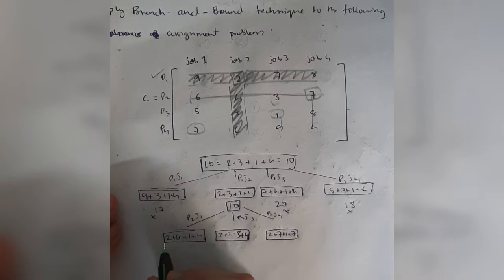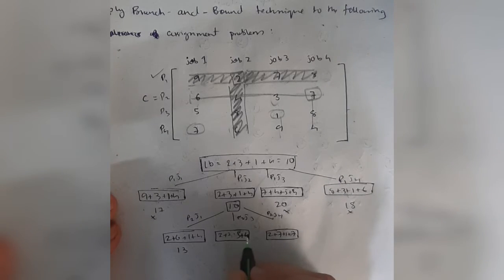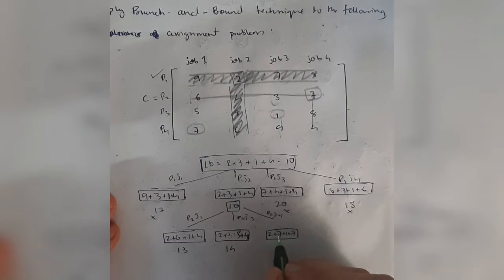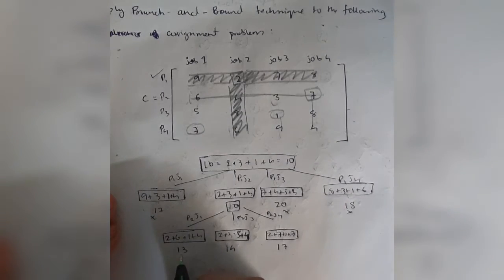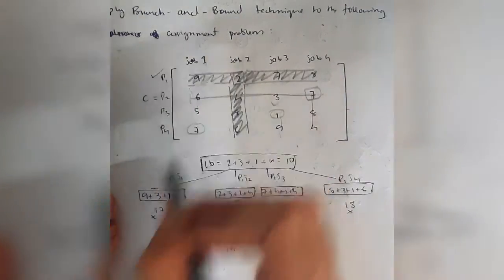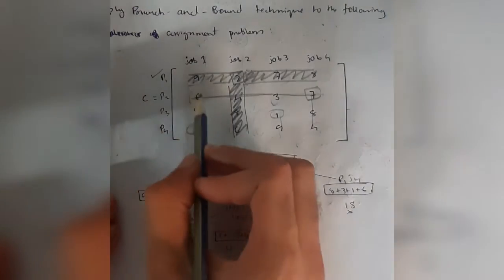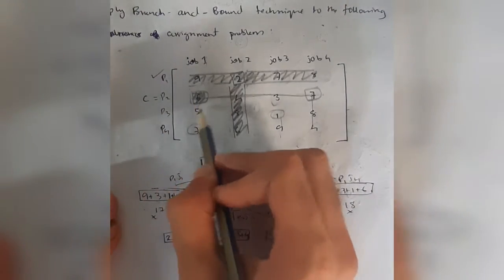Now calculate the sum. 6 plus 2, 12, 6 plus 2, 8, 8, 9, 10, 11, 12, 13. 5, 9, 9 plus 5, 14, 7, 8, 9, 10, 17. The minimum is this one. So we'll be selecting P2 J1. This one will be selected for P2. This will be blocked.